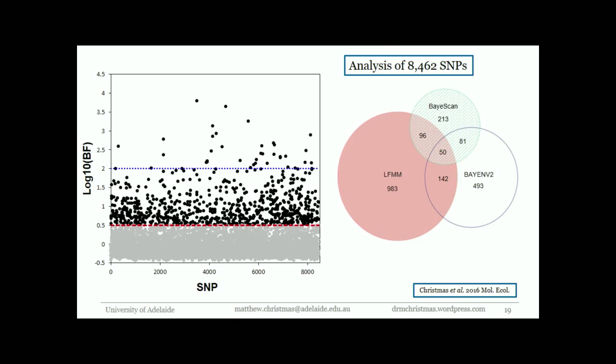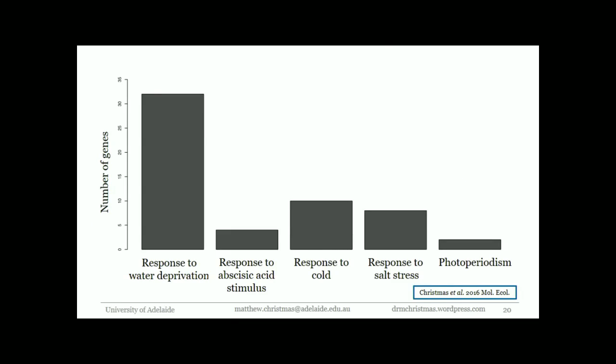So this graph is the output from the BayPass v2 program, and it assigns Bayes factors or probabilities of SNPs being significantly associated with environment. Any SNP with a log 10 Bayes factor of greater than 2 is showing a really strong signal of being under environmental selection. Then we focused on the ones that were common across all of our methods, which came to 50 significant SNPs.